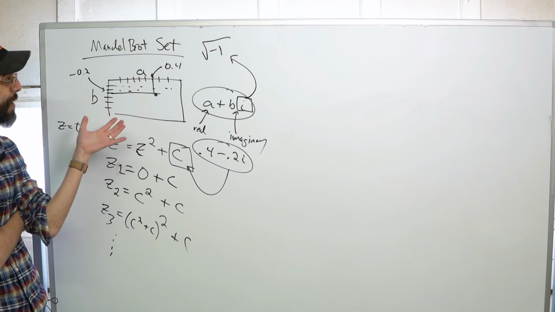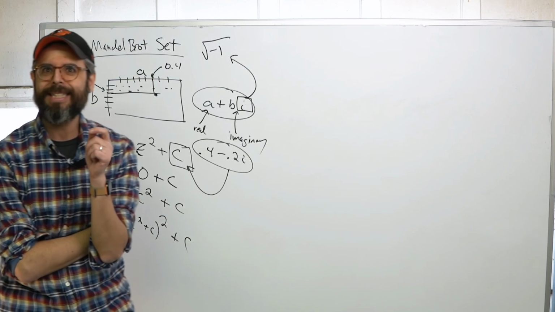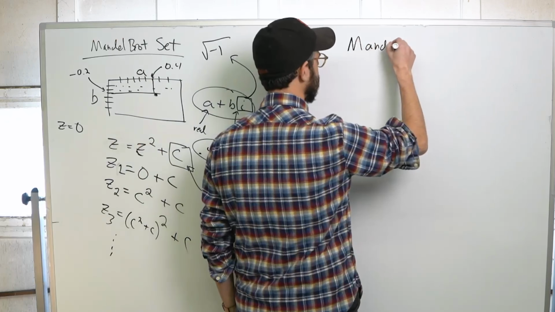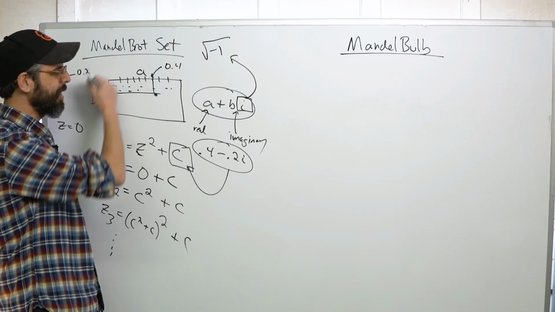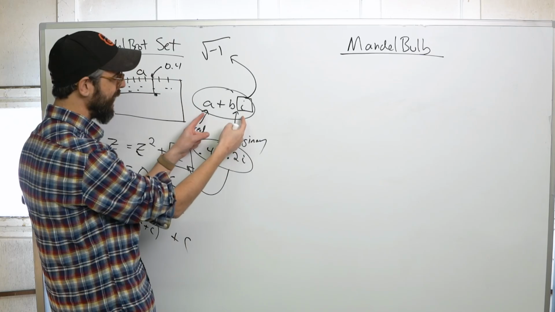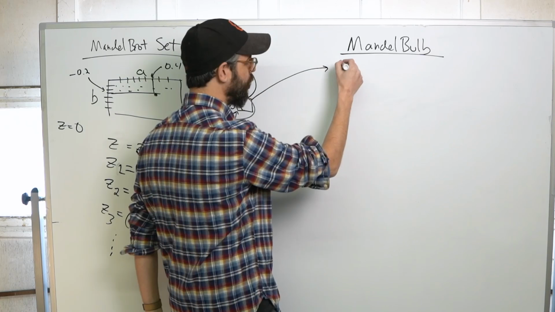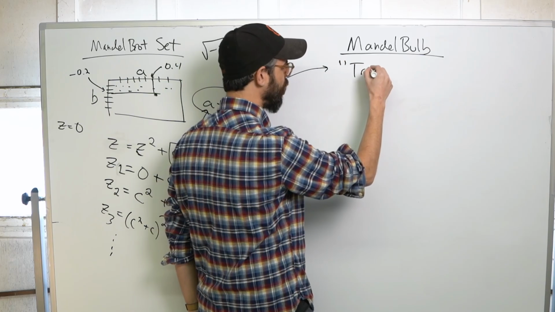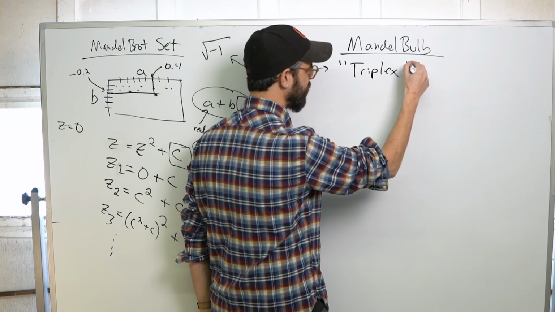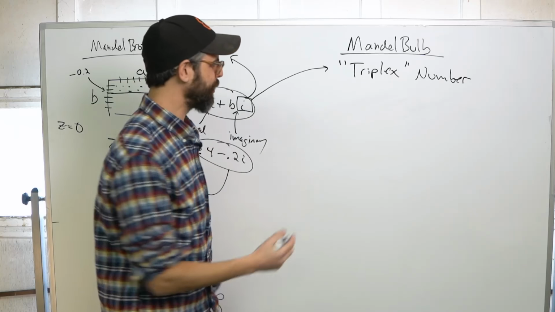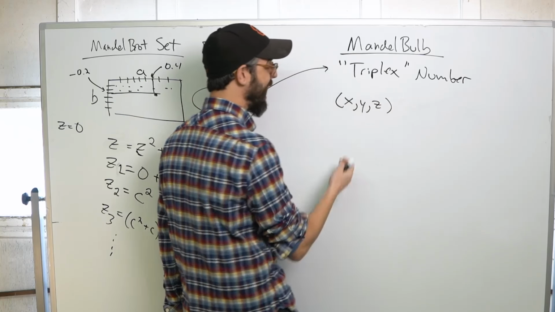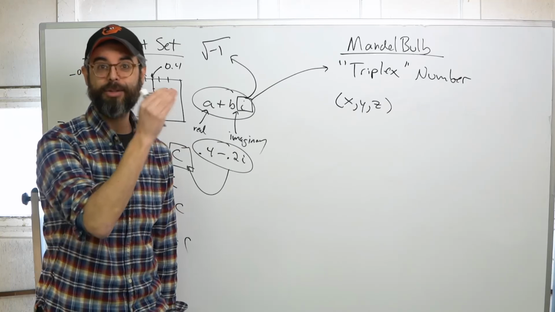So if this is the MandelBrot set, what is the MandelBulb? The MandelBrot set is inherently a fractal that lives in 2 dimensions. Instead of a complex number, could we use something called a triplex number? After all, a coordinate in 3-dimensional space has 3 components to it, x, y, z.